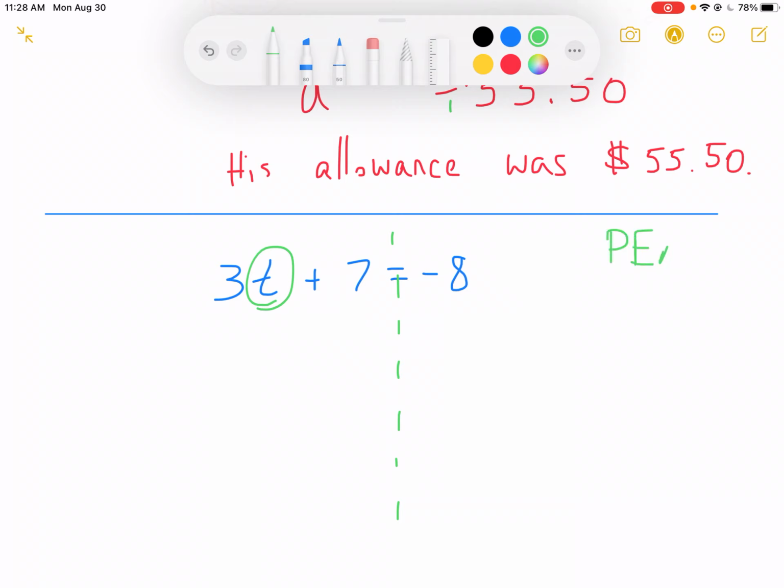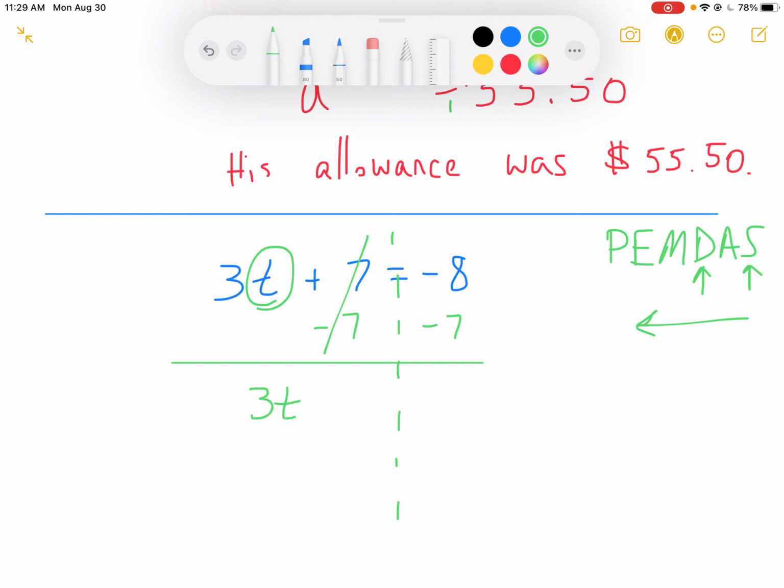If I have PEMDAS here, I'm going to need to do division, we said, and subtraction. And we go this direction, so subtract first. So subtract 7 from both sides. Okay, 7 minus 7, we get 0. So I have 3t equals, and then negative 8 minus 7, it's a negative number, it gets more negative. We're going to have negative 15. So make sure you are careful with your signs and when you're adding negatives and that sort of thing.